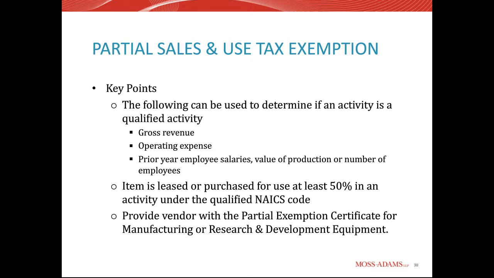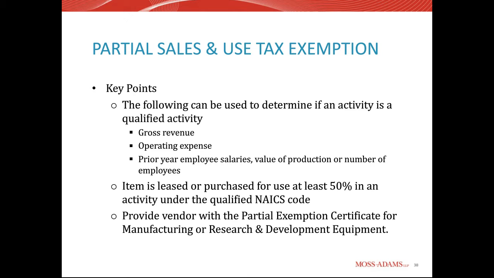Once you determine if an activity qualifies, you need to look at what equipment is being used and whether that equipment is used in an R&D or manufacturing activity. To qualify for the partial exemption, the equipment itself must also be used at least 50% in R&D or manufacturing. Documentation should be maintained on items that are used both in qualifying and non-qualifying activities. For example, if a company purchases computers used for both R&D and administrative purposes, documentation would need to support that their use of the computer is at least 50% in R&D.